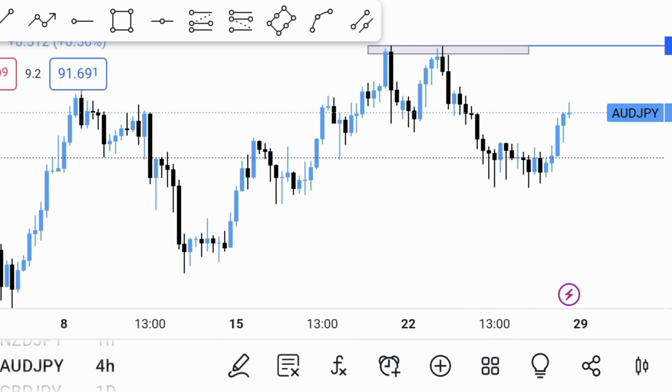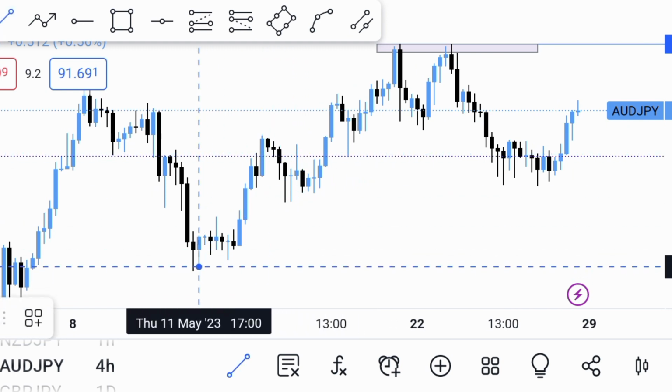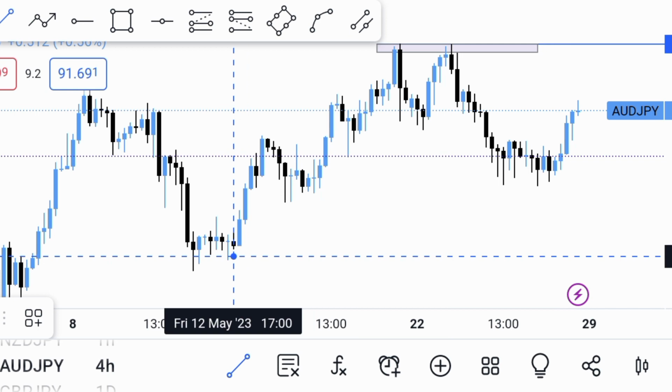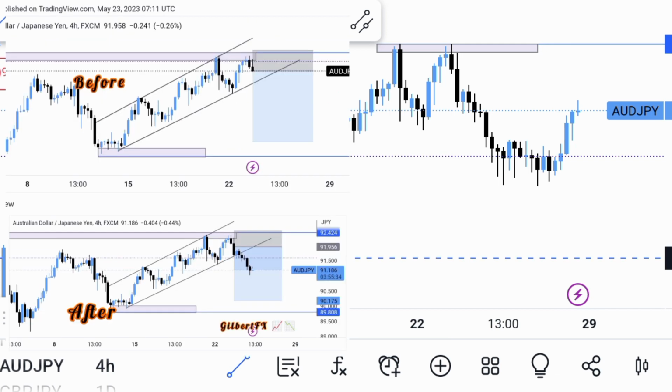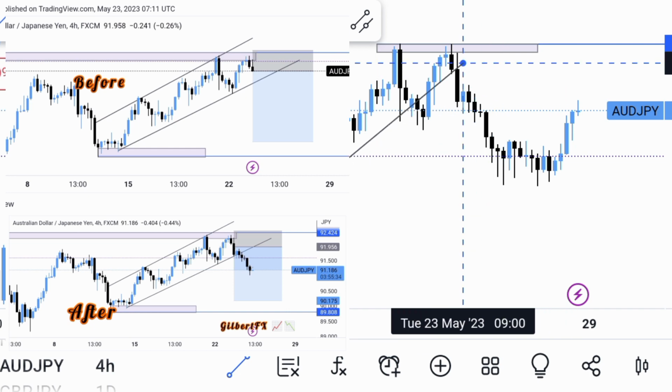You get the concept? And I drew my trend line from here. I can't really remember, but I'm on track. You can check the screen to know it. You get to know what I'm trying to talk about. You can check the screen.